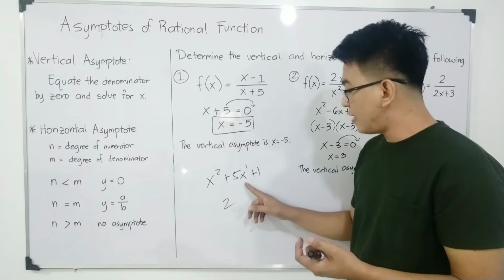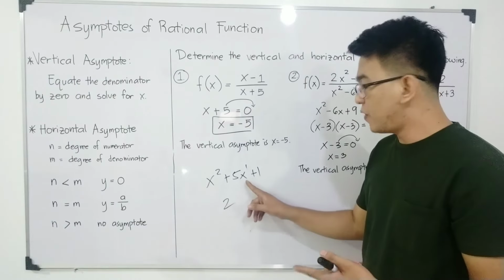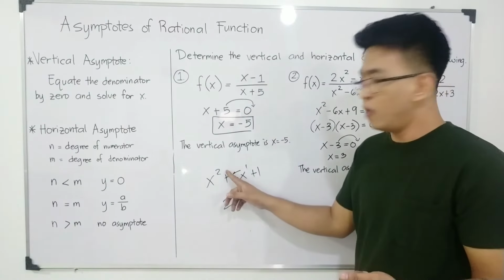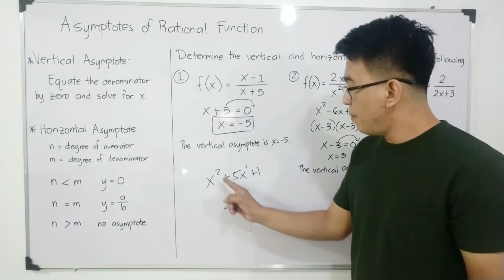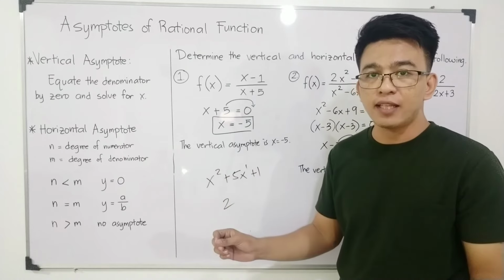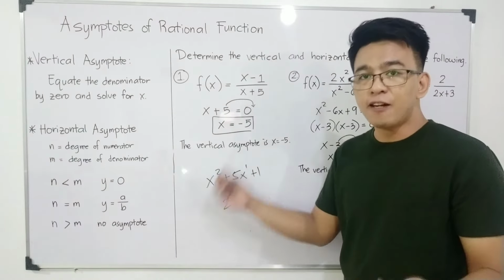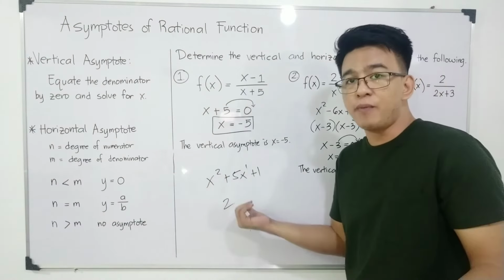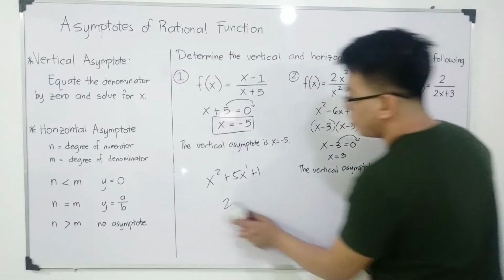This variable has the exponent of 1. Meron siyang exponent of 1. At ito naman ay 2. So, if you will compare them, mas mataas ito. So, yung 2 natin is the highest exponent of the variable here, and therefore, that is the degree of this given polynomial. Okay? So, tuloy lang tayo.